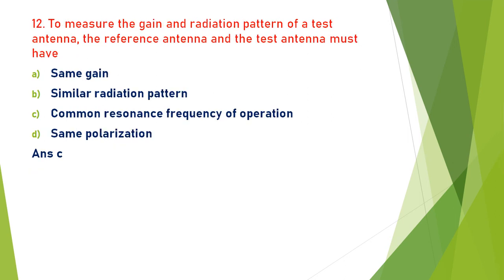So the answer is D. To measure the gain and radiation pattern of a test antenna, the reference antenna and test antenna must have what? Definitely, if both antennas have the same frequency, then only can you measure the radiation pattern of the test antenna. Both must have the same resonance frequency of operation. Then only this is possible. So the answer is C.